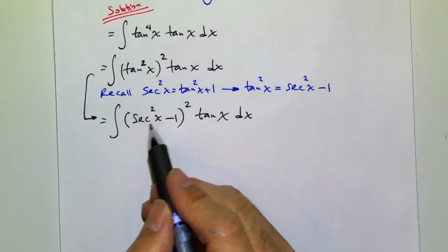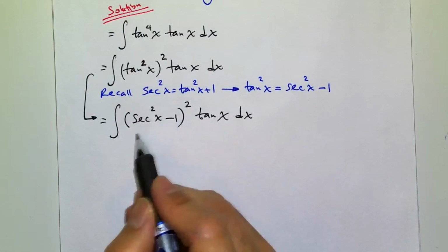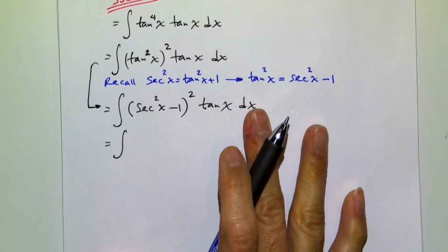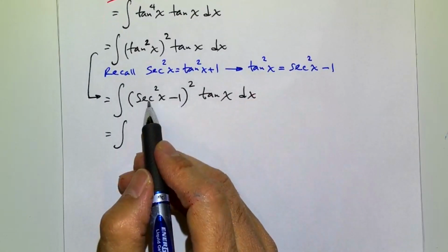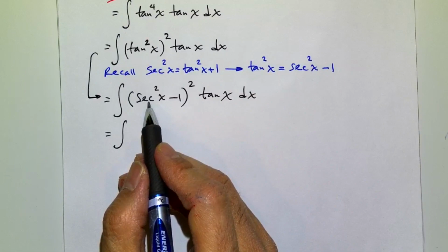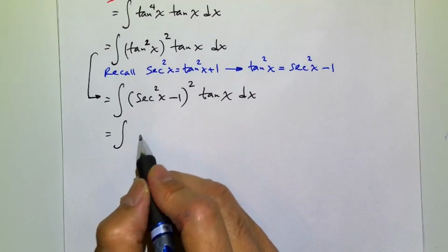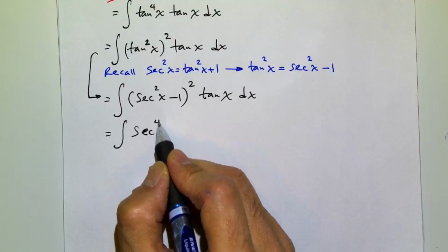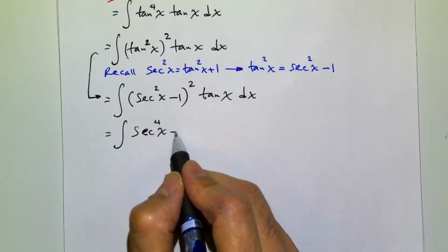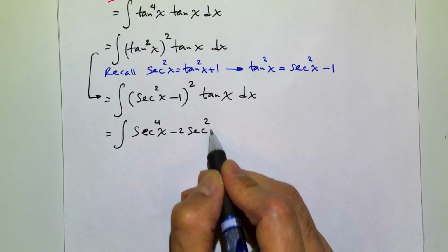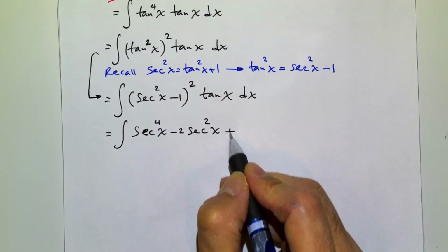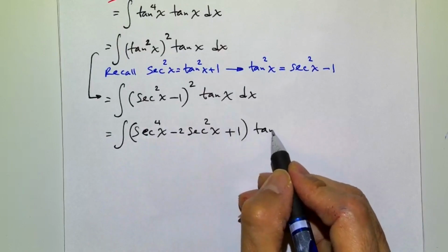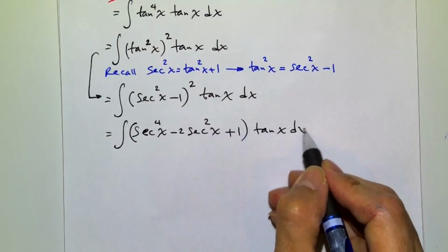Well, actually now, let's expand this to its parts. So we have, again, secant to the 4th power x minus 2 times secant squared x plus 1, all of that times the tangent x we have out here, dx.